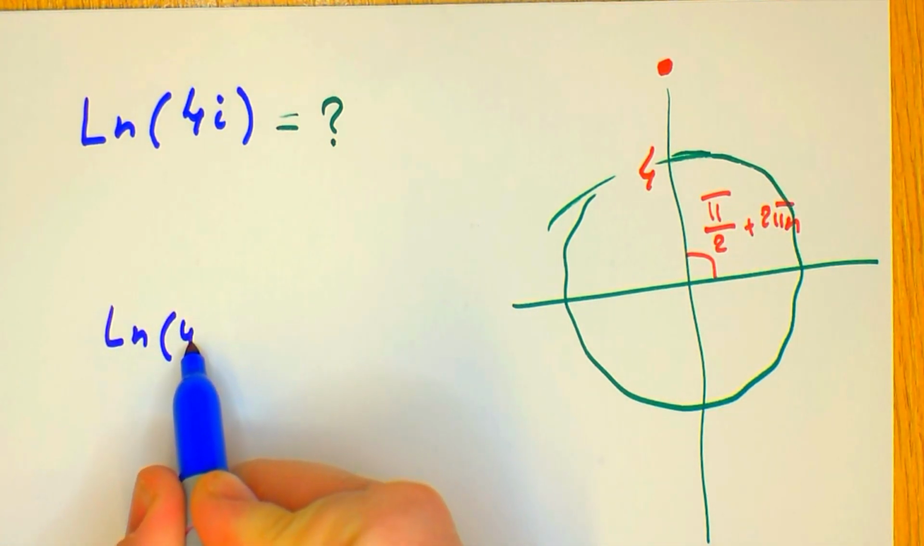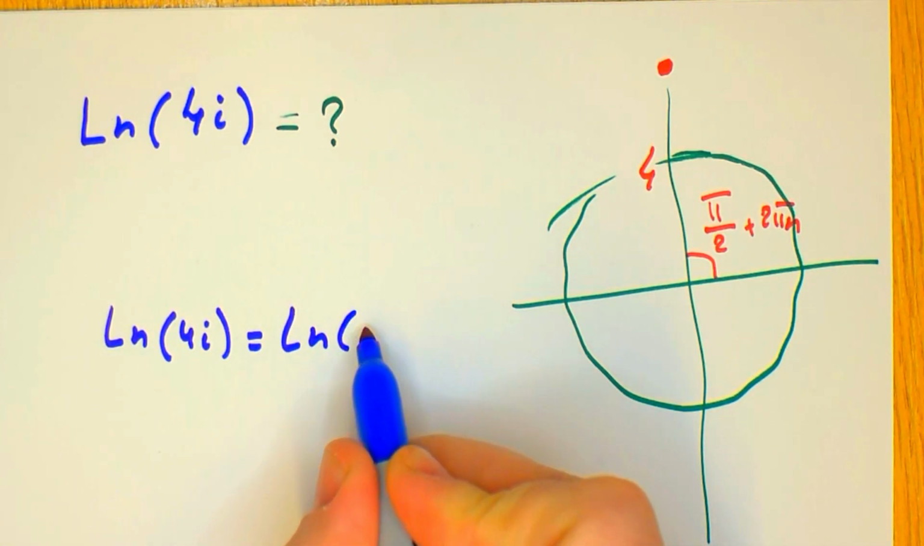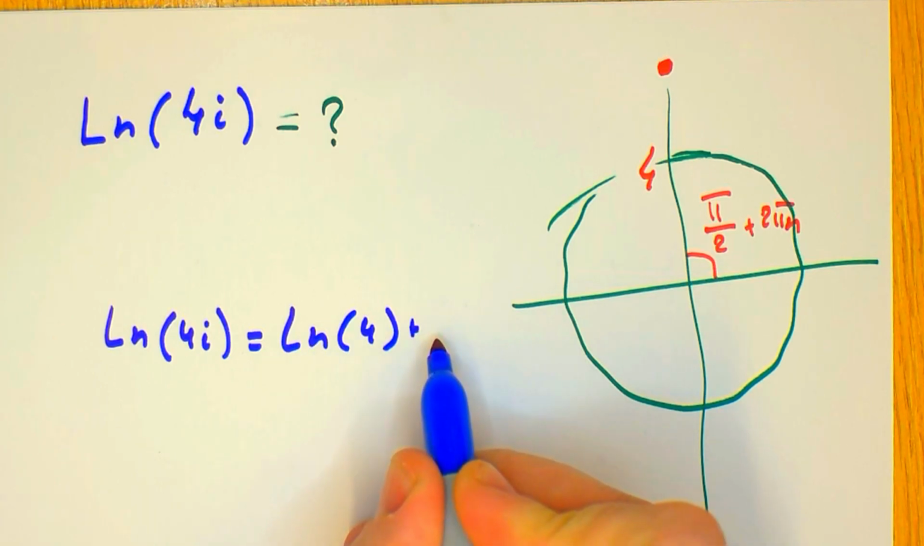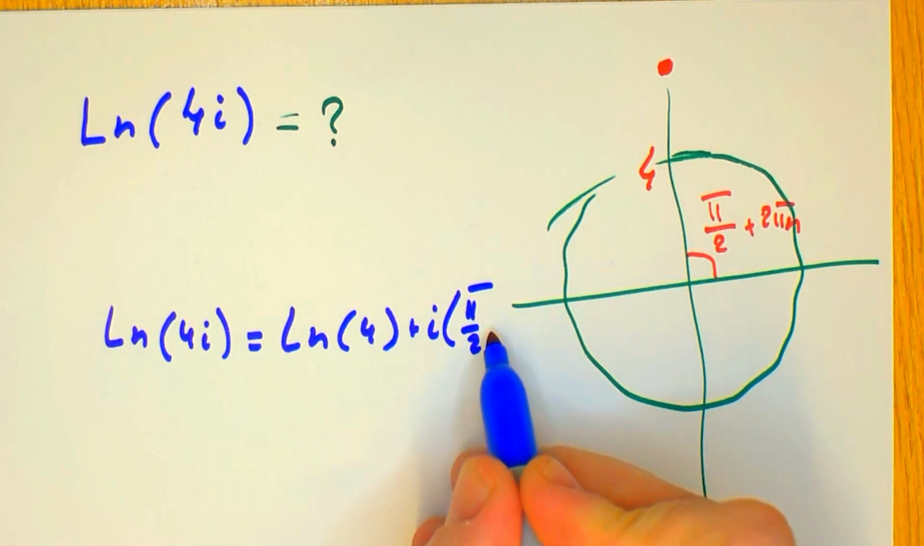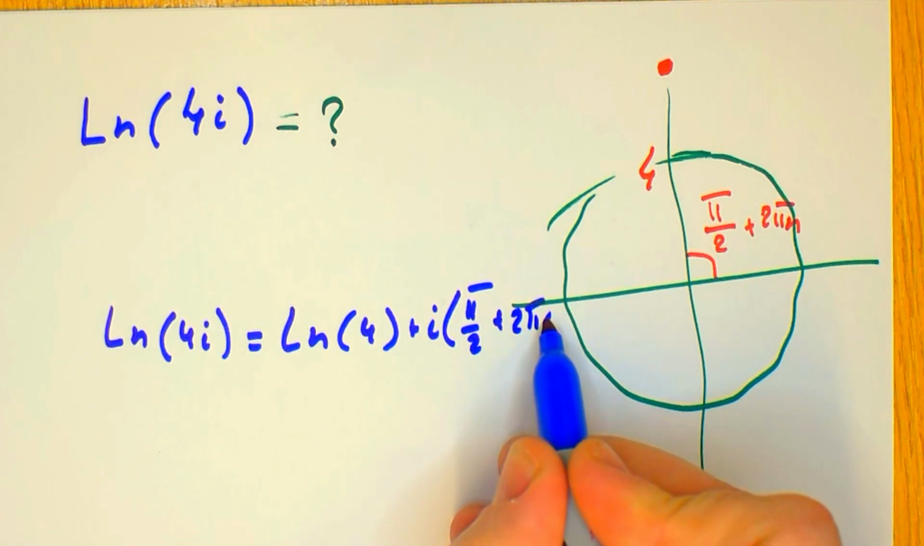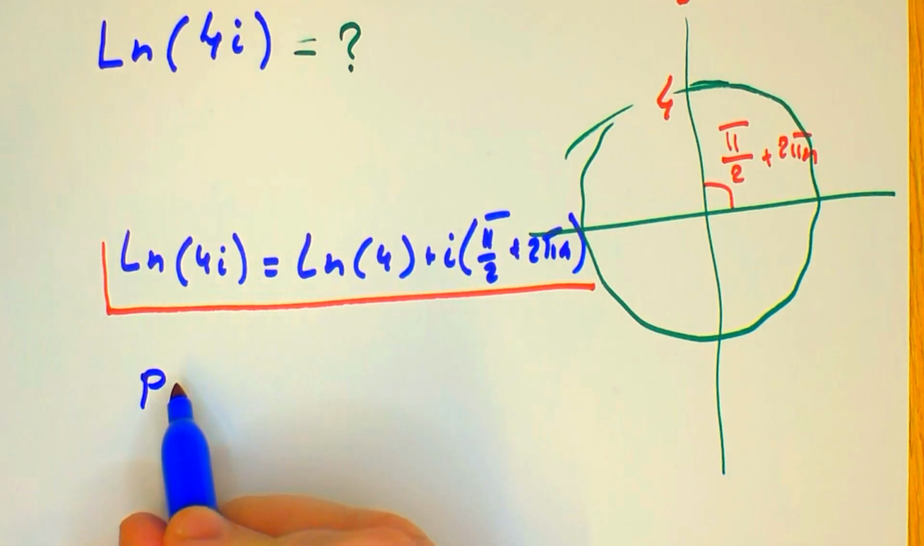So what does it mean? The logarithm of 4i equals, according to the previously shown formula, the logarithm of 4 plus i multiplied by pi over 2 plus 2 pi n. That's it. Basically, this is the final answer.